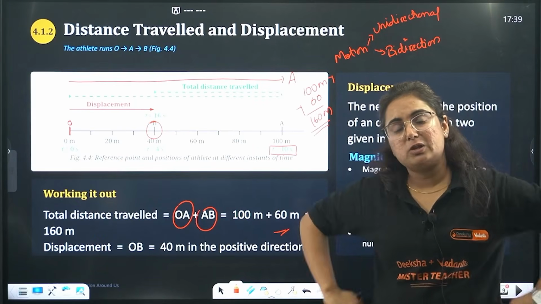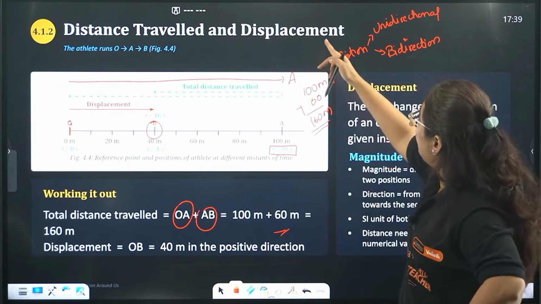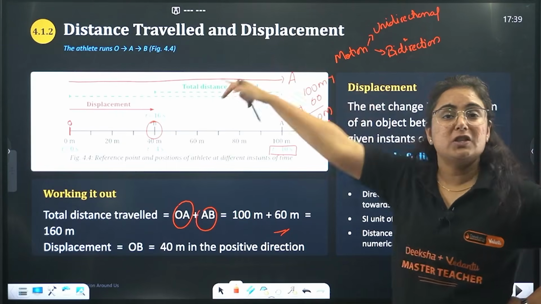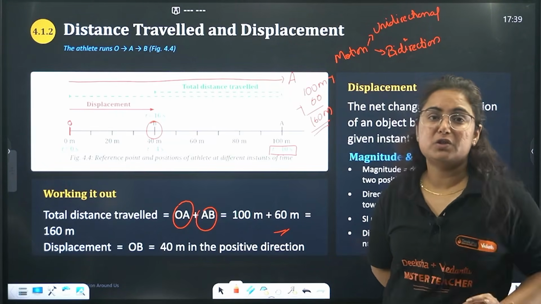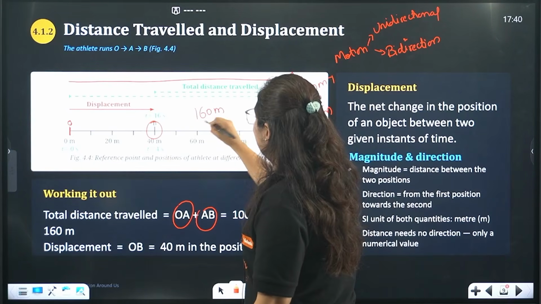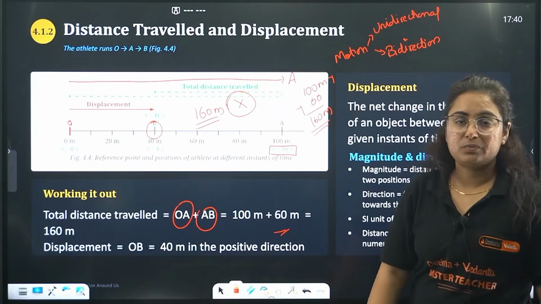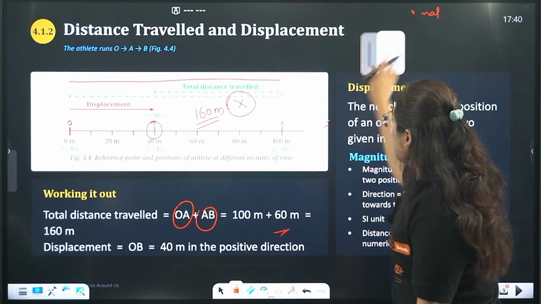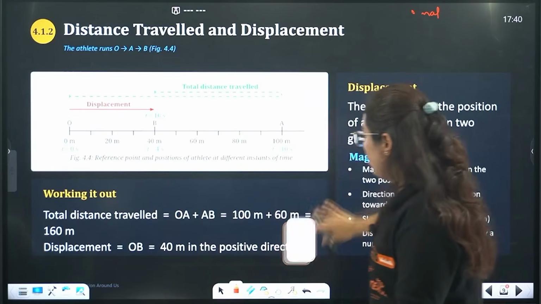But now comes the question. Ma'am, will the displacement be the same? As you have told here, beta, there is a difference between distance and displacement. Yes, there is a great difference between distance and displacement. When distance is 160 meters, displacement is not going to be 160 meters. Why, beta?